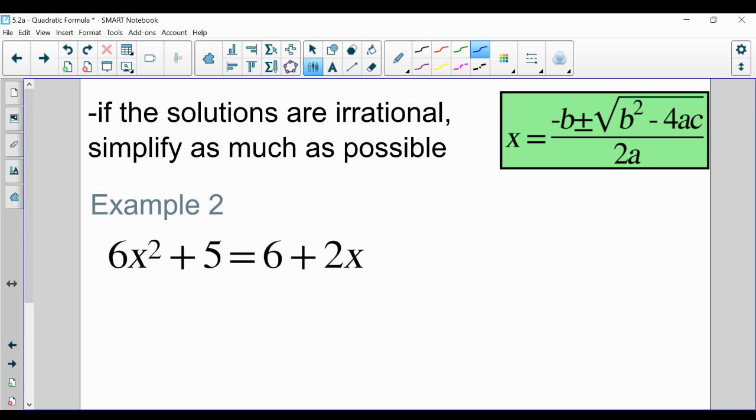All right, so we always want to make sure that our quadratic equation is set equal to 0, meaning just move everything over to one side.